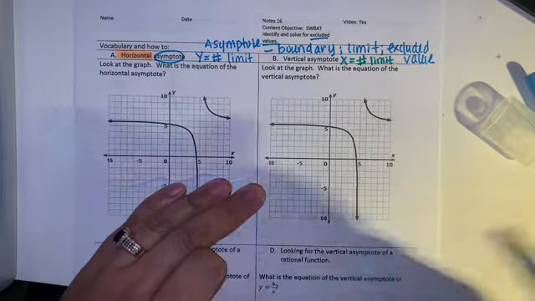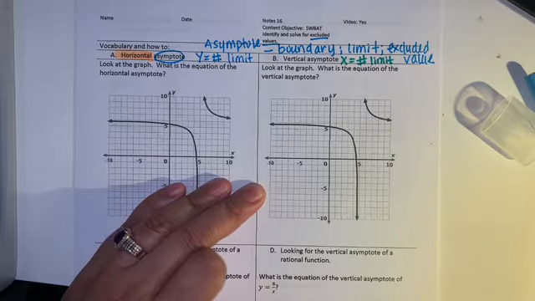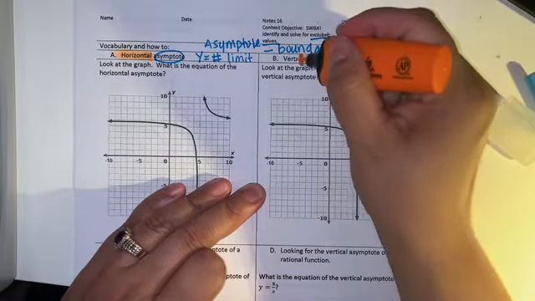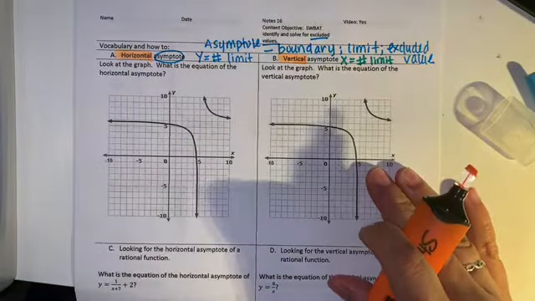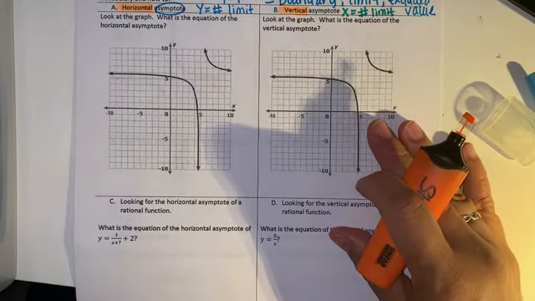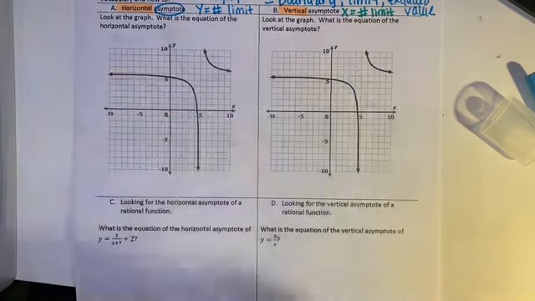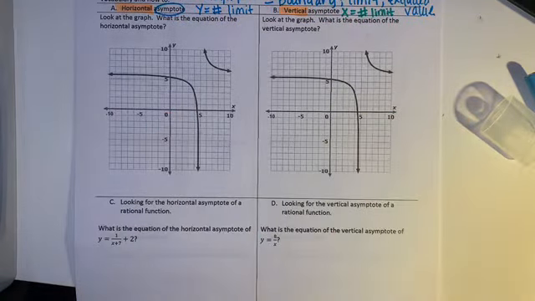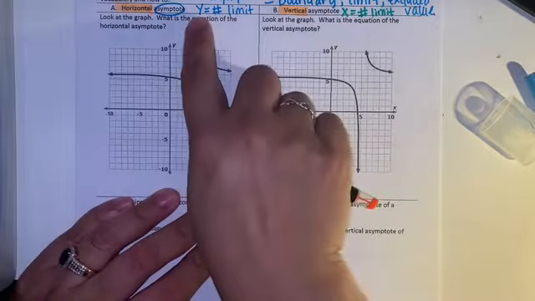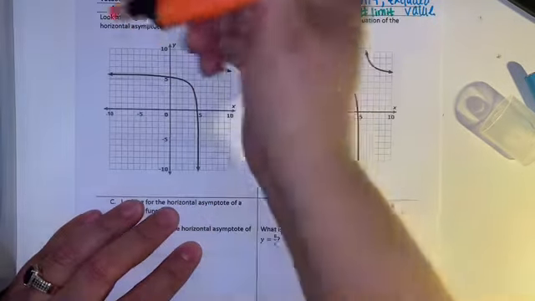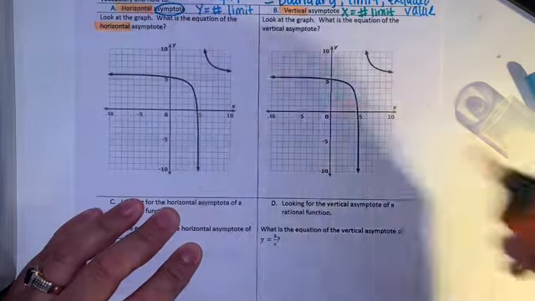If you read the instructions carefully, you'll be able to identify what it is that we're looking for in each graph or equation. So let's look at example A. It says, look at the graph. What is the equation of the horizontal asymptote? The equation is going to be y equals, and we're looking for a horizontal asymptote.